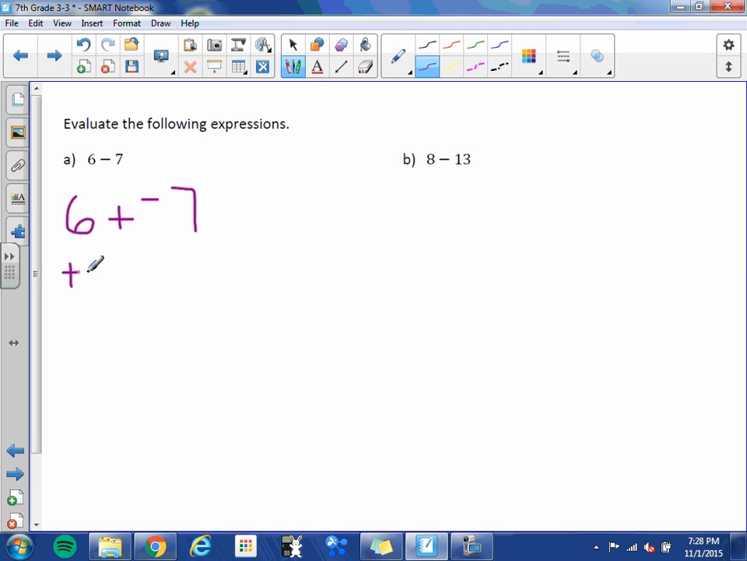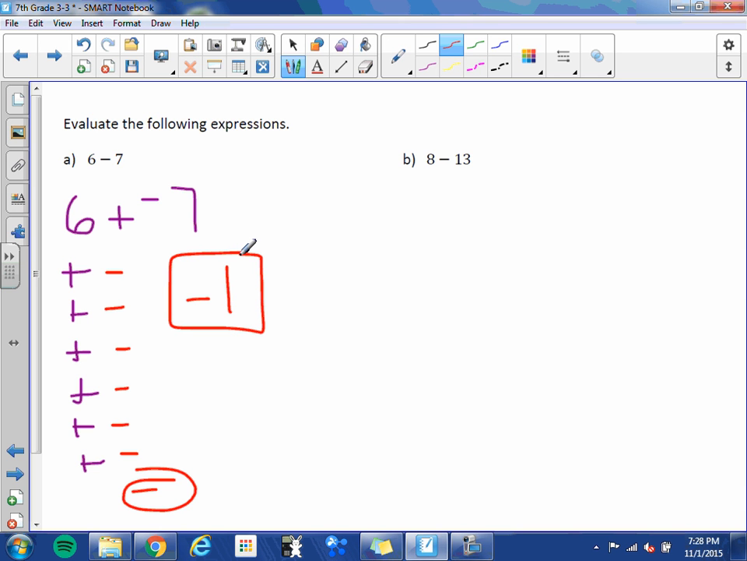I have 6 positives. I have 7 negatives. What's left over? Negative 1. Letter B. I will not subtract. I will add the opposite. 8 minus 13 is 8 plus negative 13. So 8 plus negative 13 is negative 5.